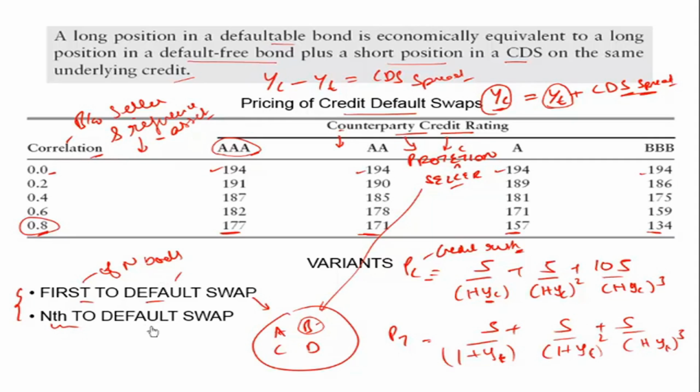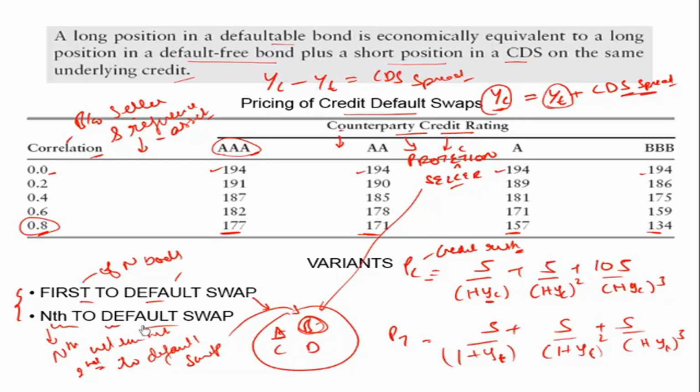In an nth to default swap, you make good the default of the nth instrument. So let's say in a second to default swap, if the first instrument defaults, there will be no payout. If the second instrument defaults, the payout will be equal to the loss because of the second instrument. So only for the second instrument, whatever is the loss will be made good.